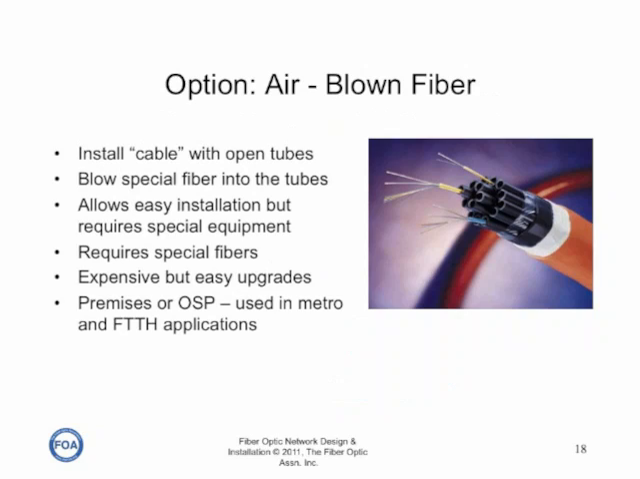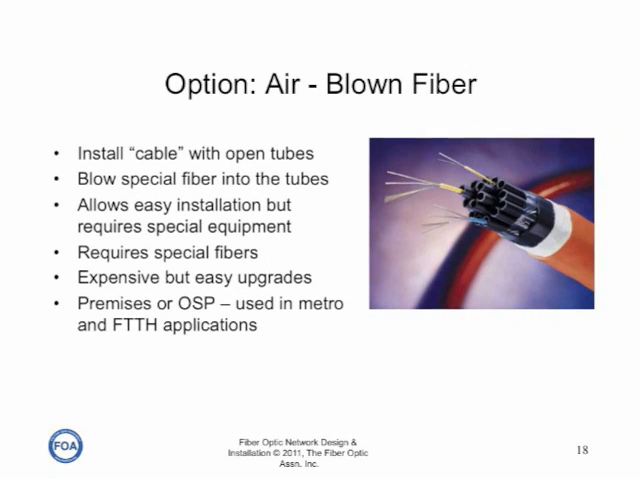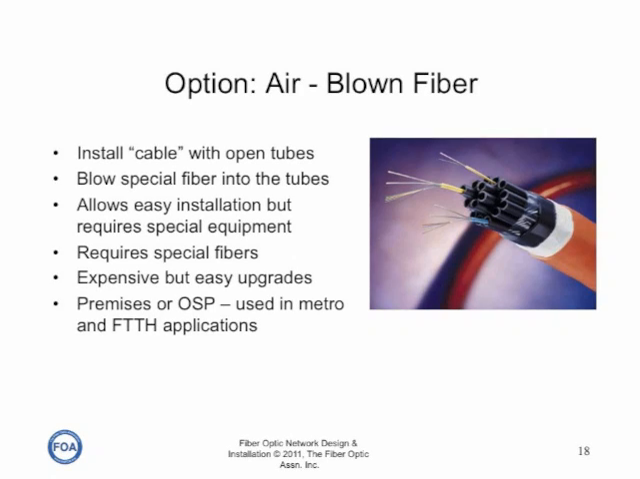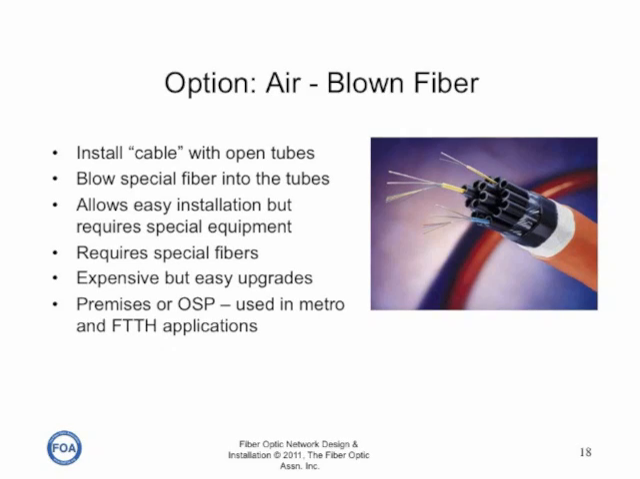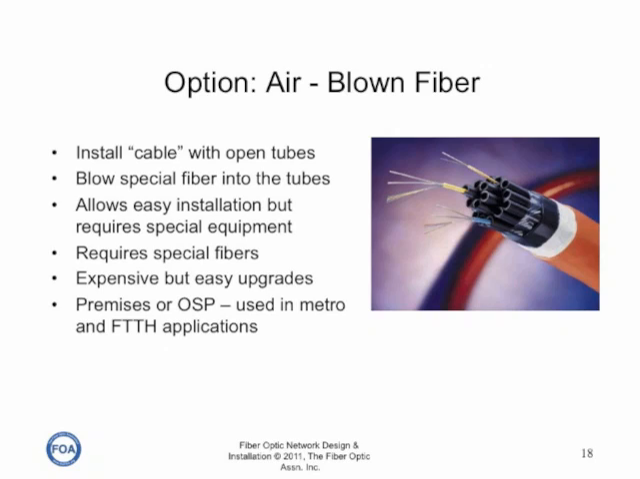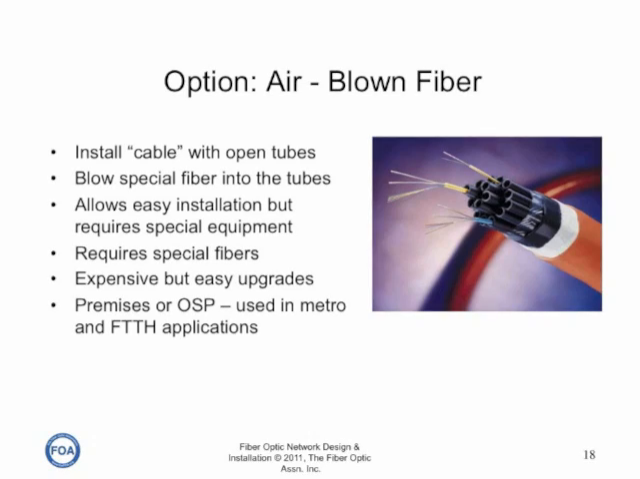Another option for installing cable, primarily used in premises applications, but has also been used in metro systems and fiber to the home in the outside plant, is to install air-blown fiber. Here you install a cable, which is really a cable of plastic tubes, and then you blow special fiber into the tubes using high-pressure gas. The installation is relatively easy but requires special equipment.